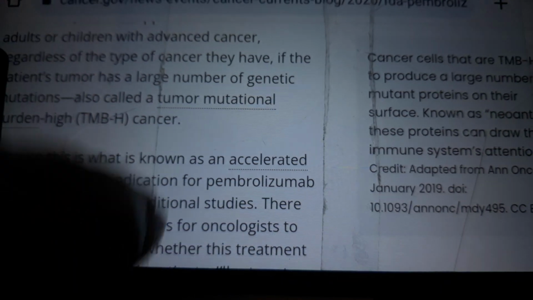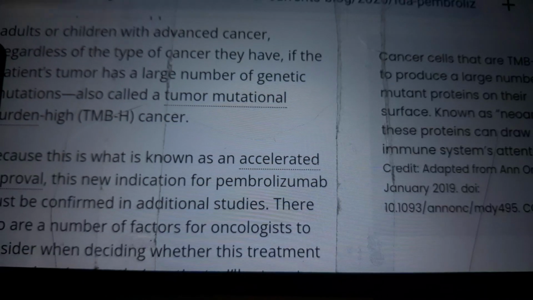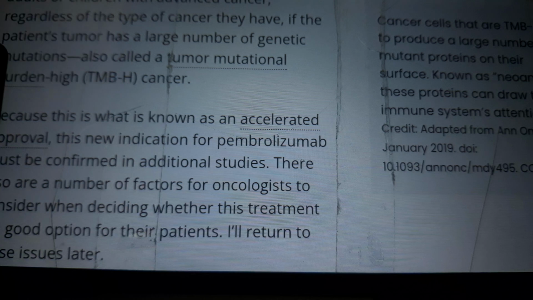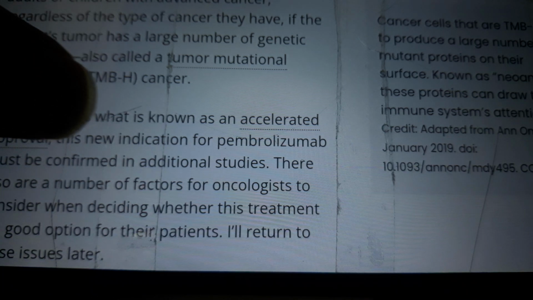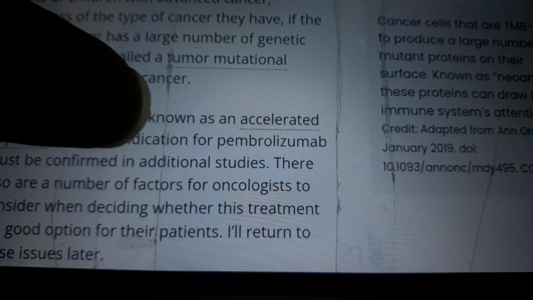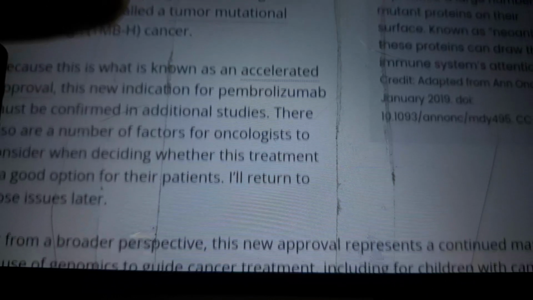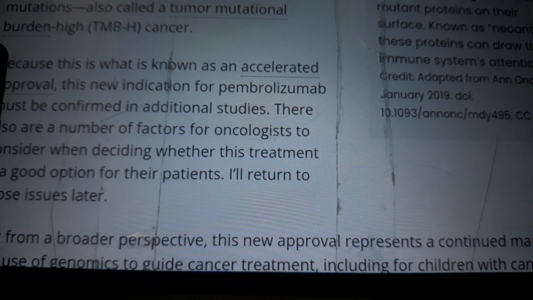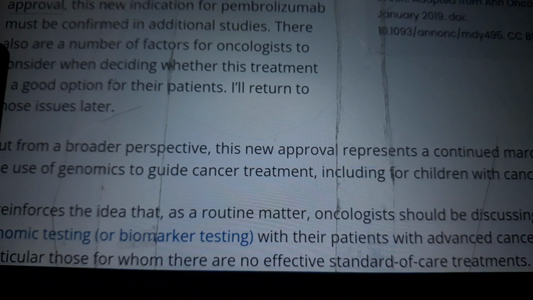The next part of it is, while treatment is under process. In this case, it is now approved to treat some cancers, whether in children or adults, that are advanced, regardless of the type, in patients with a large number of genetic mutations, also called tumor mutational burden. It's high TMB-H cancer. Because this is what is known as accelerated approval, this new indication for pembrolizumab must be confirmed in additional studies.